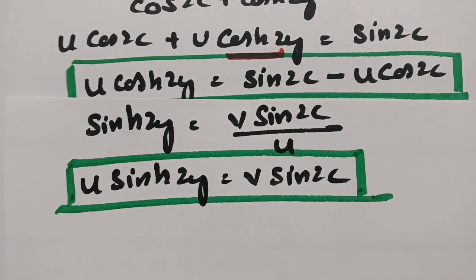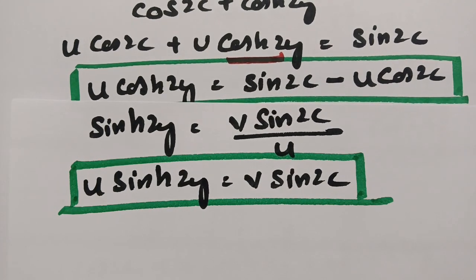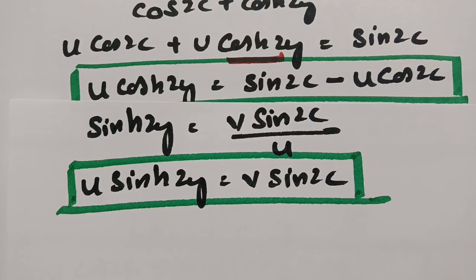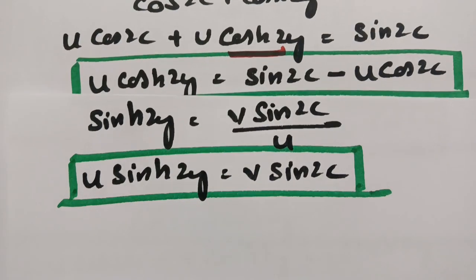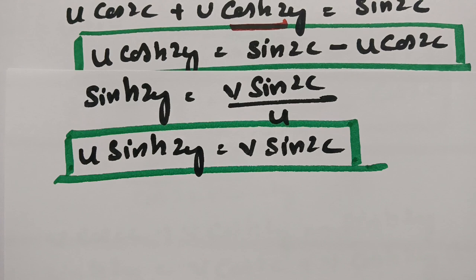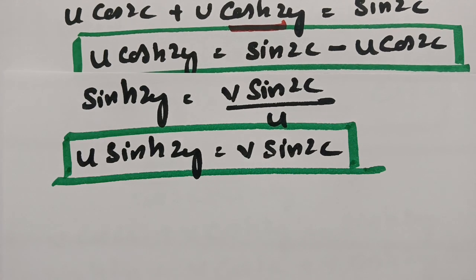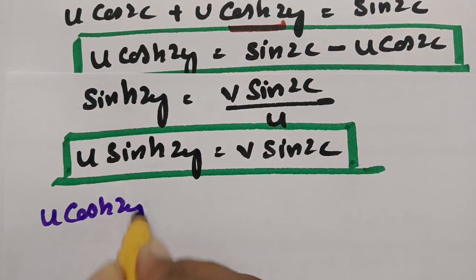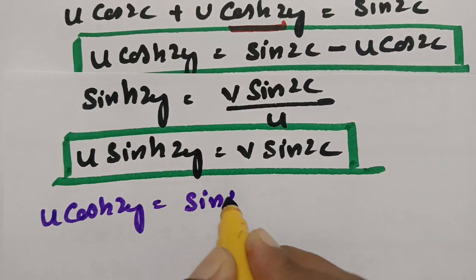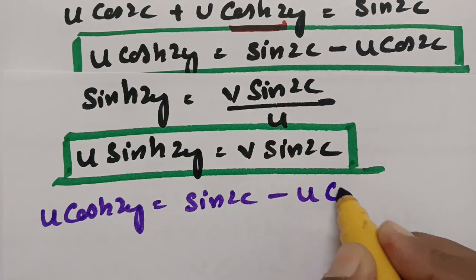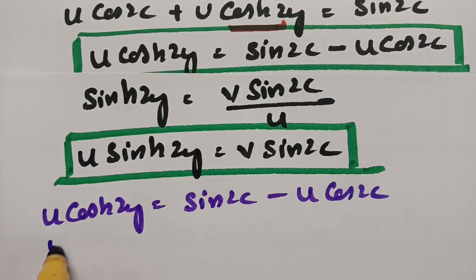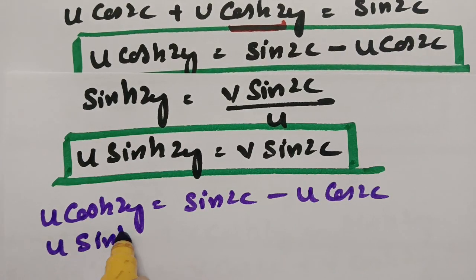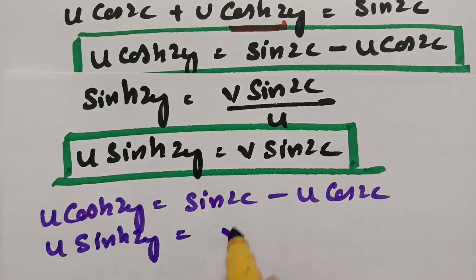Now in order to eliminate this y value, we have to make a squaring and adding. Now I am noting these two equations in one place. You can observe that u cosh 2y we got as sin 2c minus u cos 2c, and next, u sinh 2y is equal to v sin 2c.